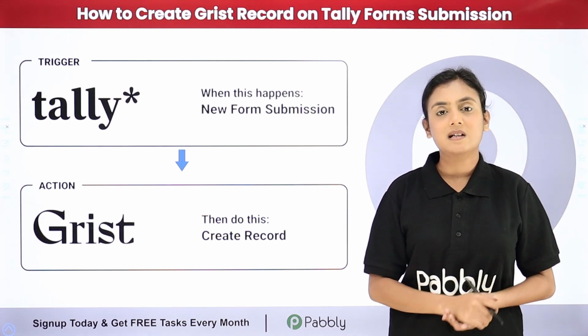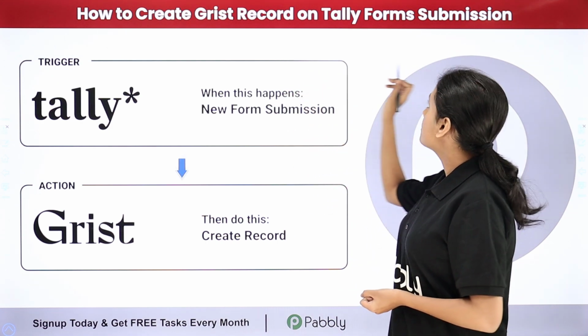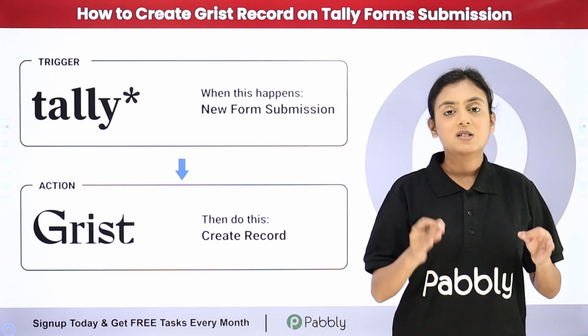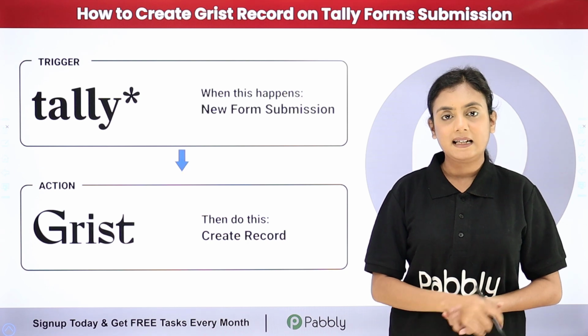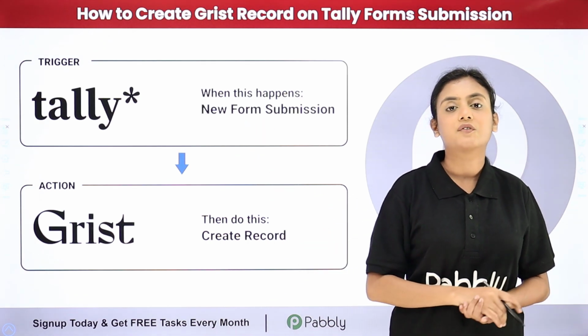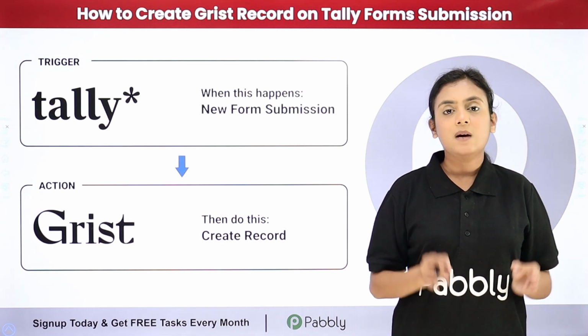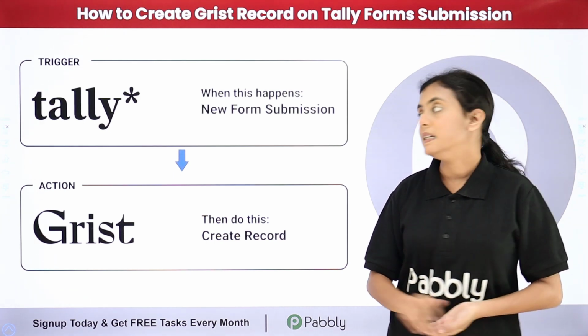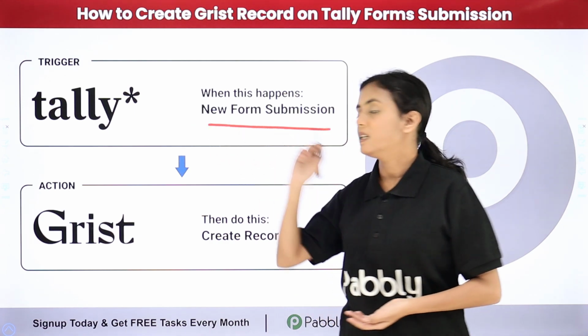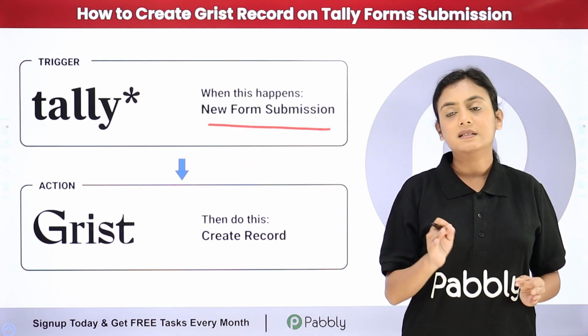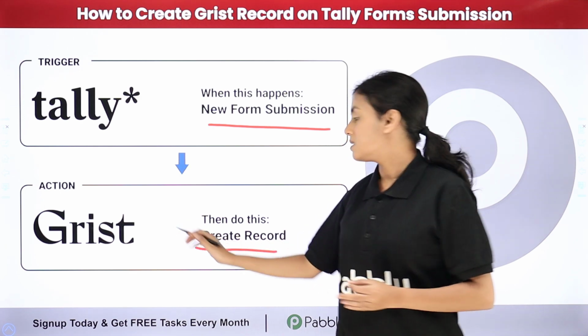In this video, we're going to learn how to create a Grist record on Tally form submission. I am the owner of a digital marketing agency, and using Tally, I have created a form with the help of which I am collecting my leads data. Here, what I want is that as soon as a lead makes a new form submission using Tally, I want to create the record of the lead details in my Grist account.